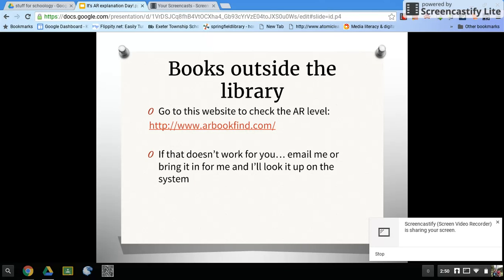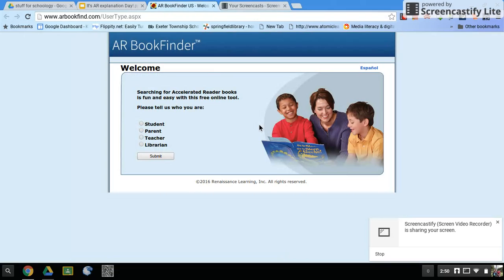If you're looking for a book outside the library, like you're at Barnes & Noble, or you're looking on Amazon, or you're at the public library, or you're at a used bookstore, or you're just looking at the books on your older brother or sister's bookshelf, and you want to know if a book is an AR book, they're not going to have the stickers on them because Mrs. Gehring and I haven't run off everywhere and stuck AR stickers everywhere in the world. So you're going to have to go to this website, arbookfind.com, and go ahead and see if your book is an AR book. And we can do that right now. I can just go click on the website. There's also a link to it on the library webpage. You want to click what you are.